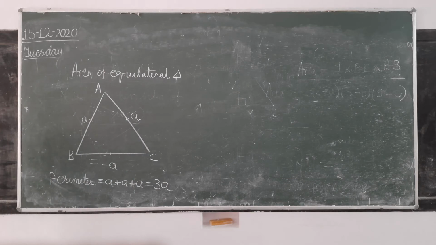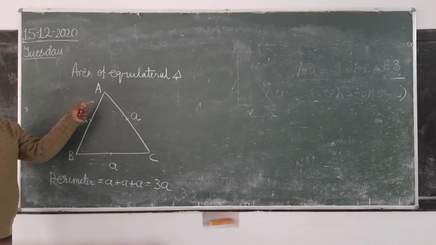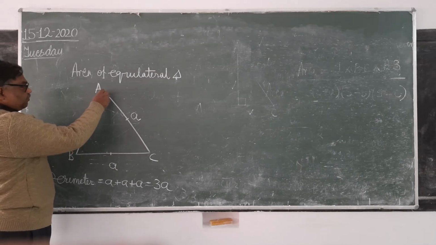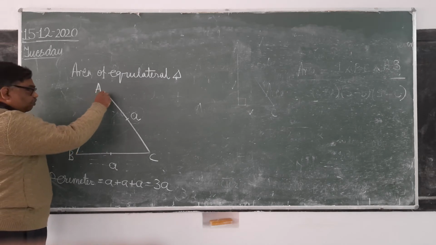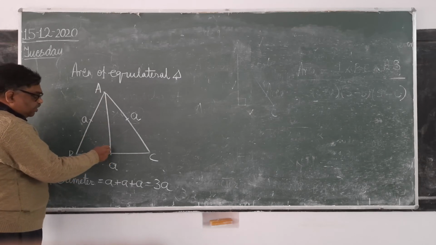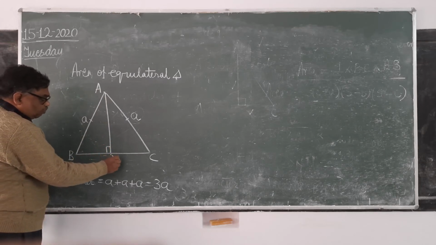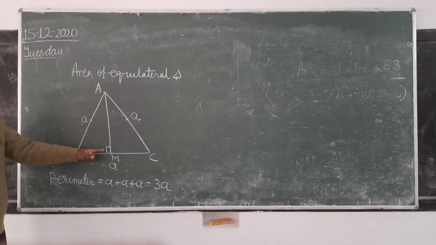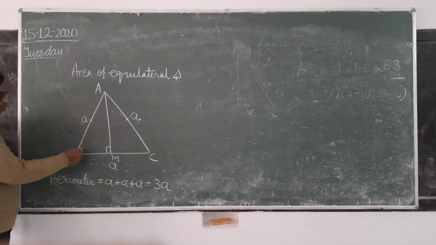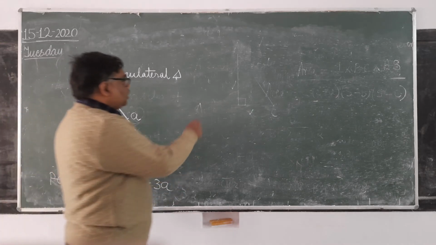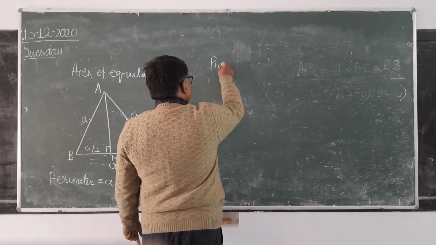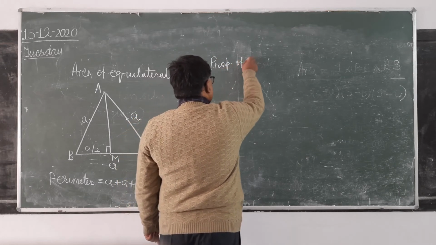Now there is one property of equilateral triangle. Perpendiculars drawn from any vertex on the opposite side bisect the opposite side. See here, if you take A as vertex and draw the perpendicular from A on BC, then it will bisect BC. Bisecting BC means BM will be A upon 2. So this is the property of equilateral triangle.